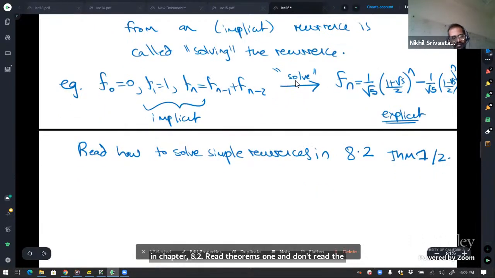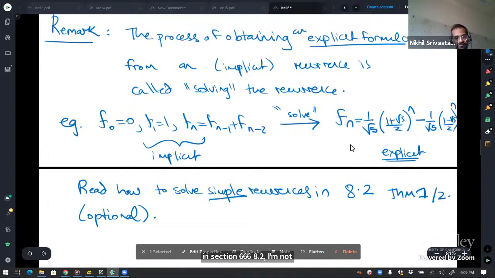Don't read the rest. In my opinion, it's a mess. It's kind of ad hoc. So, how to solve very simple recurrences. And this is optional. But if you're curious, you can read about it in section 8.2. I'm not covering it in this course.